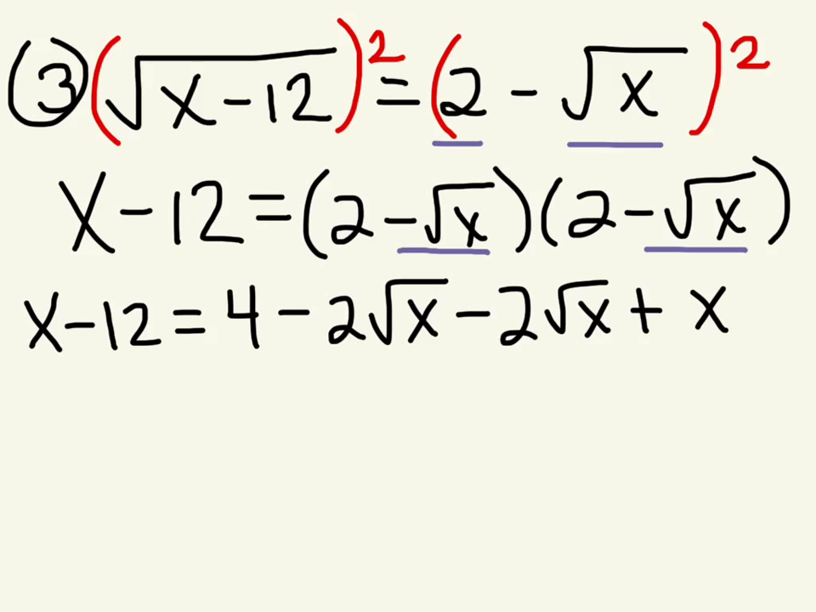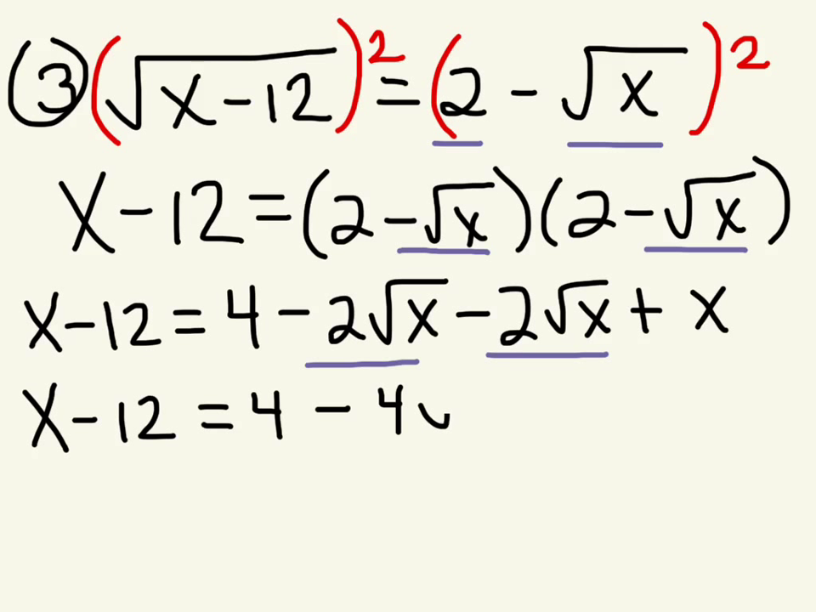So now that we've FOILed the right side of the equation, let's combine like terms. Notice that I have 2 radical terms, the negative 2 root x and the negative 2 root x. I can go ahead and combine those two together. So I end up with x minus 12 equals 4 minus 4 root x plus x. So it looks like we did not get rid of the radical on the right side.